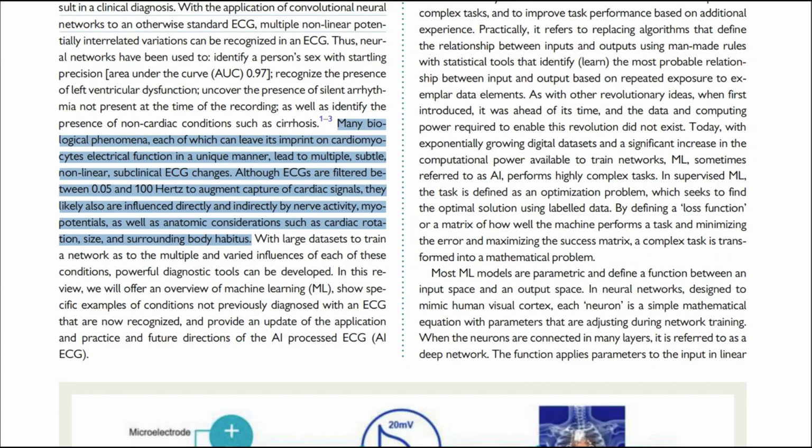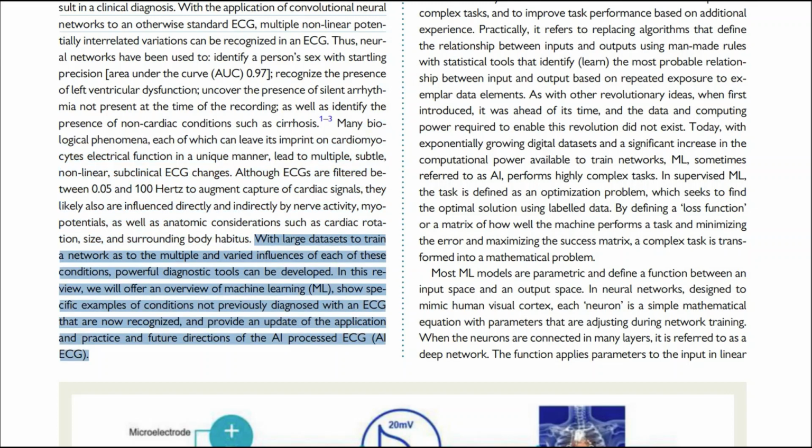Many biological phenomena, each of which can leave its imprint on cardiomyocytes' electrical function in a unique manner, lead to multiple, subtle, nonlinear, subclinical ECG changes. Although ECGs are filtered between 0.05 and 100 Hz to augment capture of cardiac signals, they likely also are influenced directly and indirectly by nerve activity, myopotentials, as well as anatomic considerations such as cardiac rotation, size, and surrounding body habitus. With large datasets to train a network as to the multiple and varied influences of each of these conditions, powerful diagnostic tools can be developed.